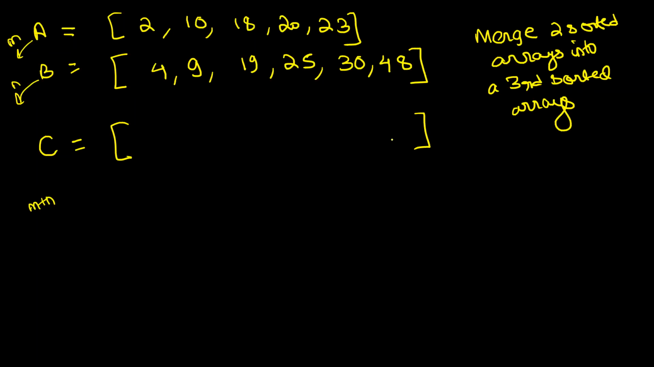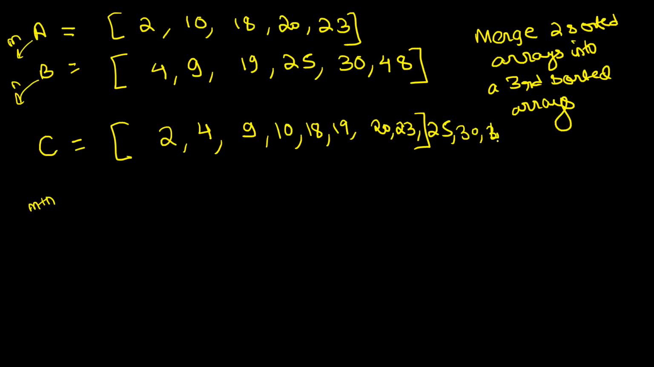And what will my answer finally look like? After I perform a merging of array A and B into C, my array C will be looking like this. See, 2, 4, 9, 10, 18, 19, 20, 23, 25, 30, and 48. Sorry for the small size, but this is how my array will look. So array C will consist of all the elements of A and B in sorted fashion. This is what we want to do.